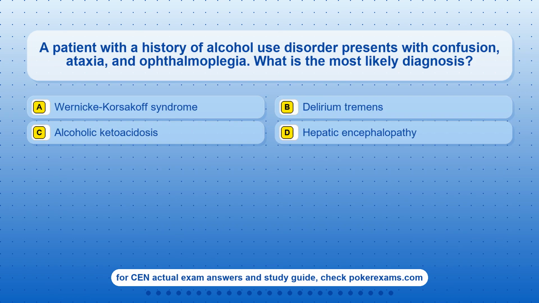Question 11. A patient with a history of alcohol use disorder presents with confusion, ataxia, and ophthalmoplegia. What is the most likely diagnosis? Option A, Wernicke-Korsakoff syndrome. Option B, delirium tremens. Option C, alcoholic ketoacidosis. Option D, hepatic encephalopathy.